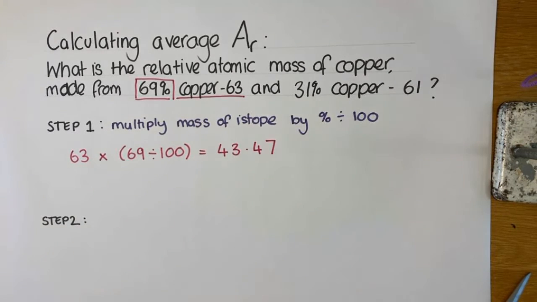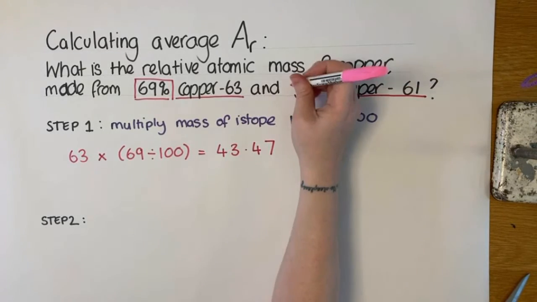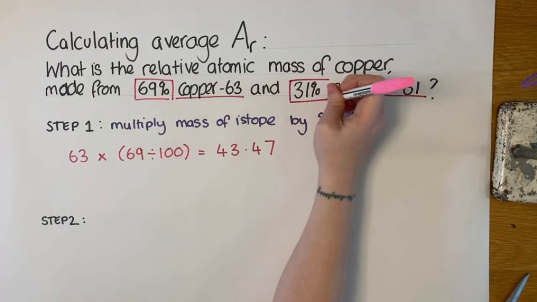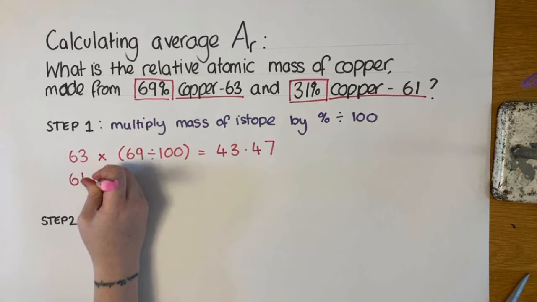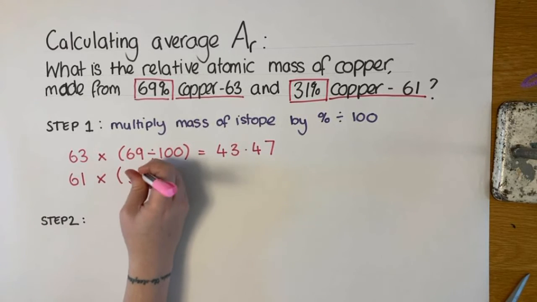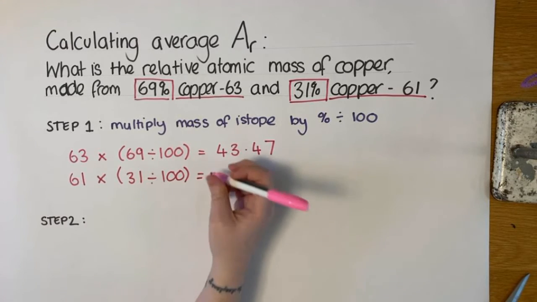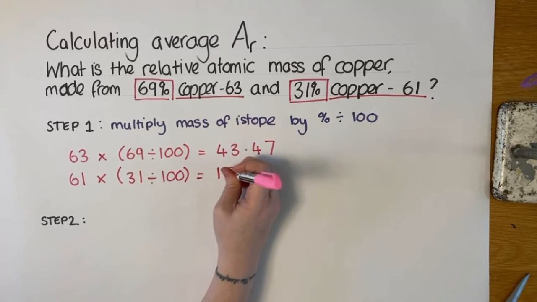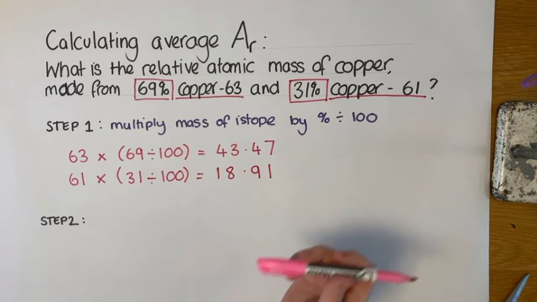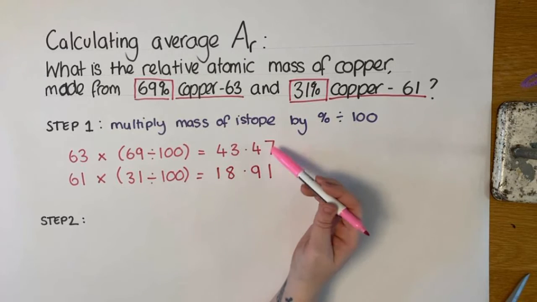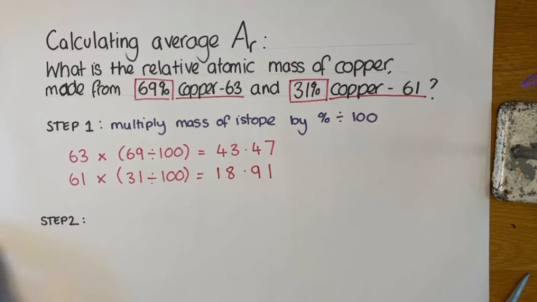That gives me 43.47. I also have copper 61, which makes up 31% of the total. So I'm going to do 61 multiplied by 31 divided by 100. That works out at being 18.91. So what I have calculated here is essentially how much of the total mass is made up from each of these two isotopes.